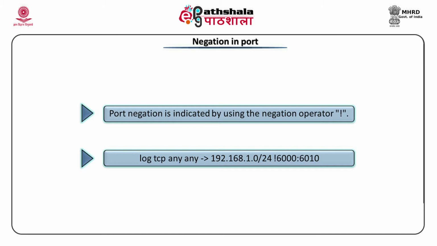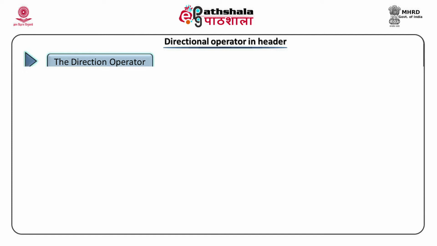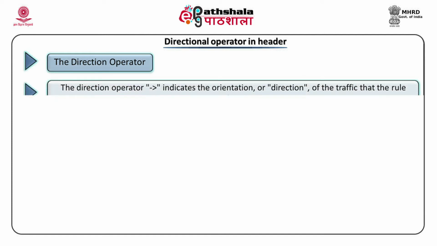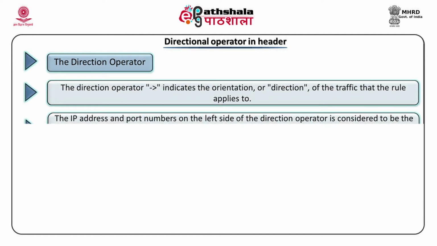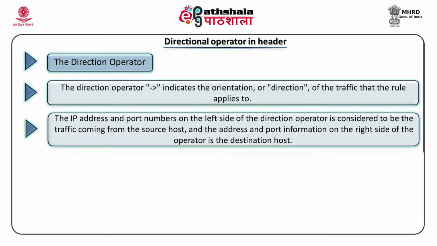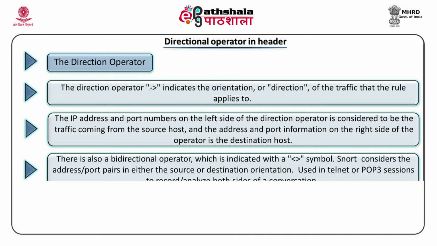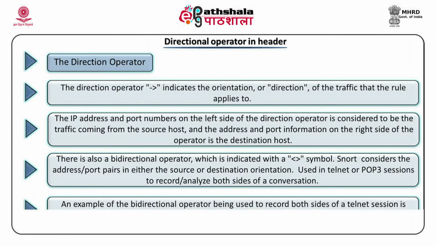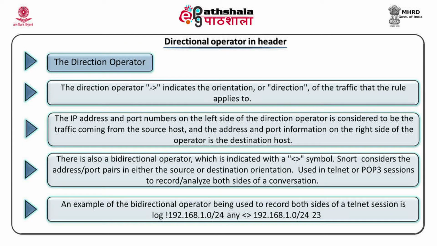You can specify negation in port also. The negation operator remains the same, it's the exclamation sign. So, log TCP any and the port negation is specified by !6000:6010, and we have kept a negation sign. It says that log traffic which is not destined for the ports between 6000 to 6010.